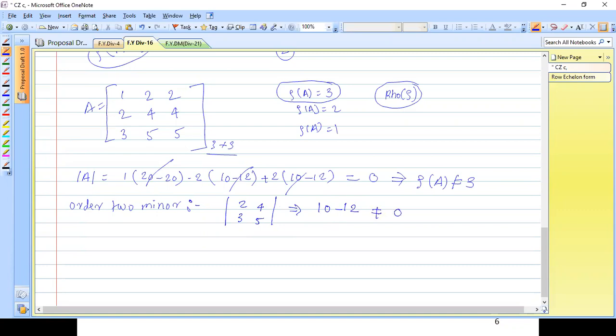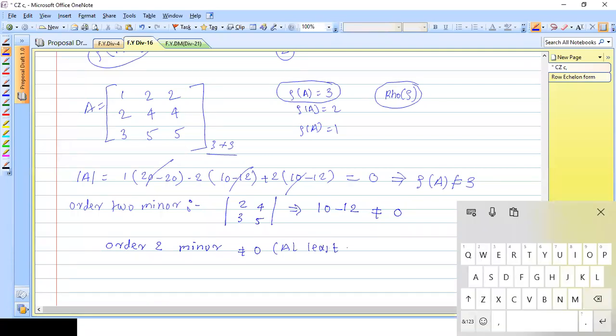So what I get is an order 2 minor which is not equal to 0. And the minor of order r plus 1 is 0, or we have at least one non-zero minor of order r. Okay, so my first condition is satisfied here.